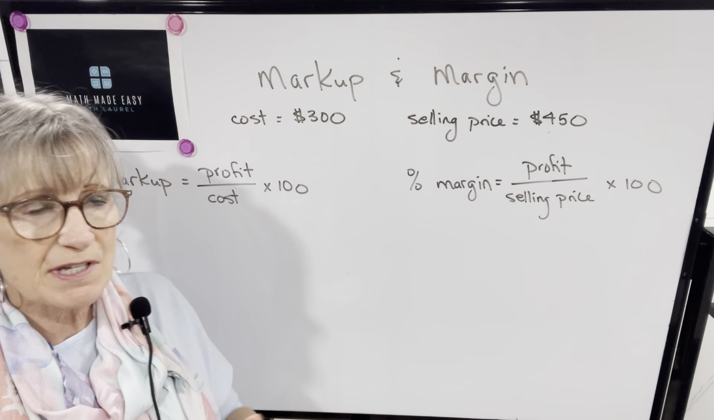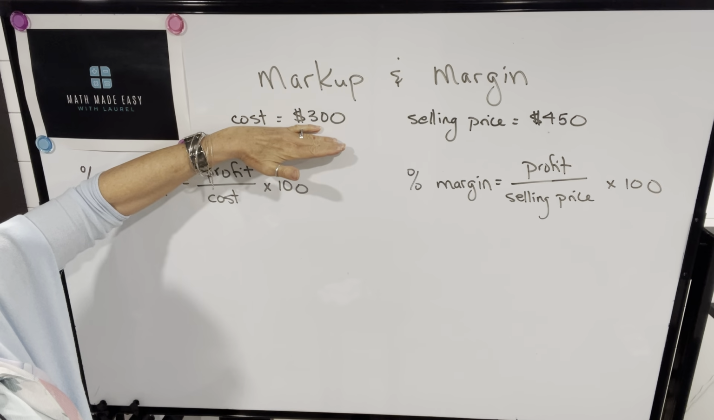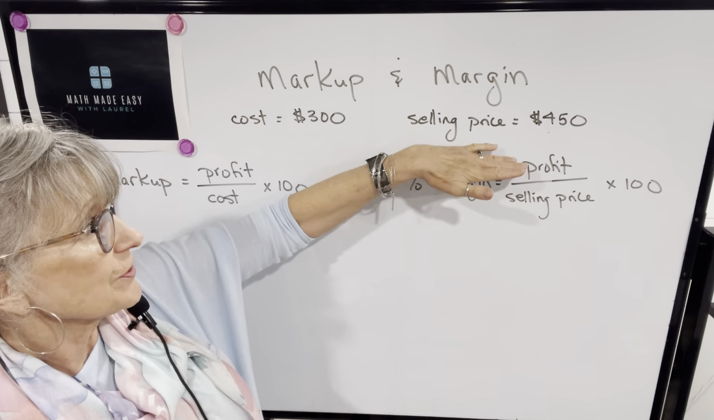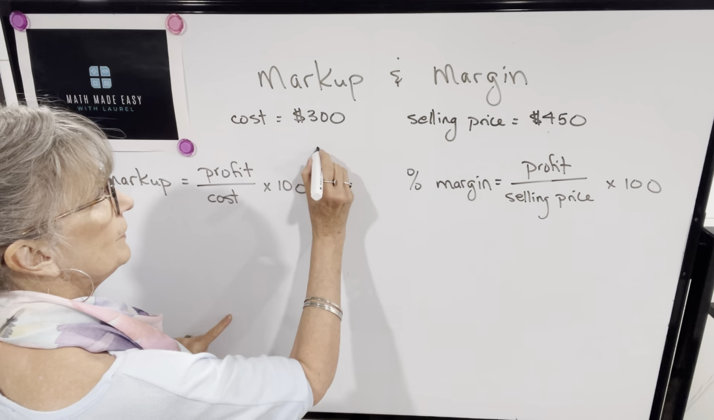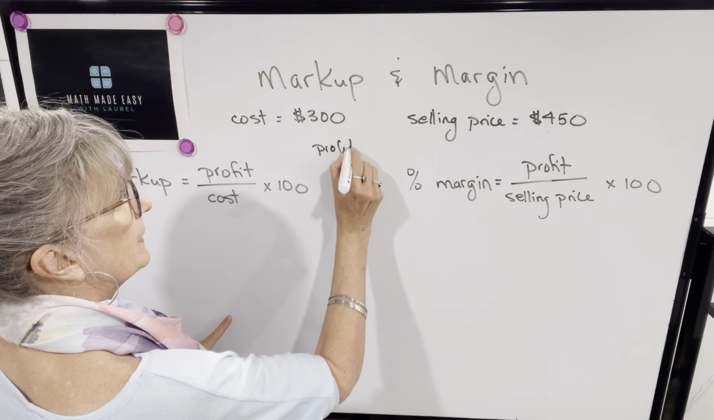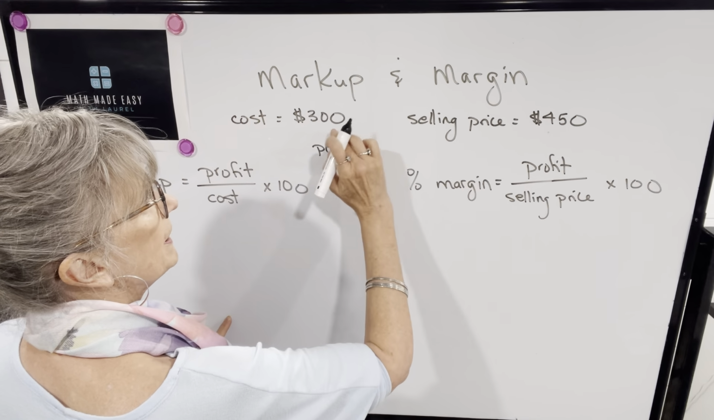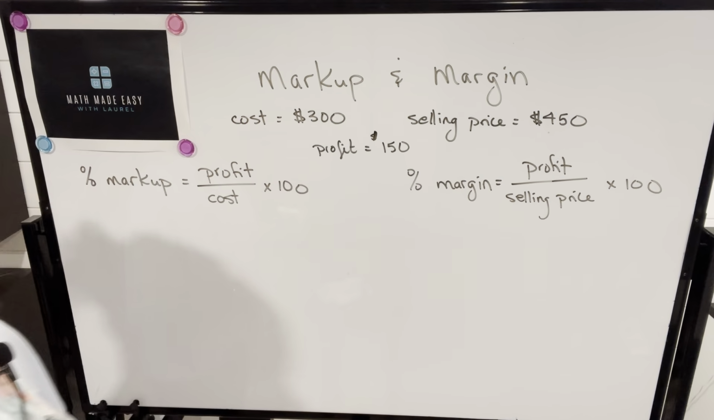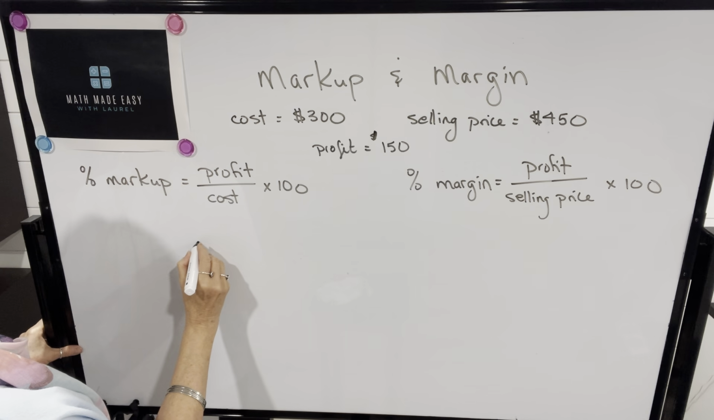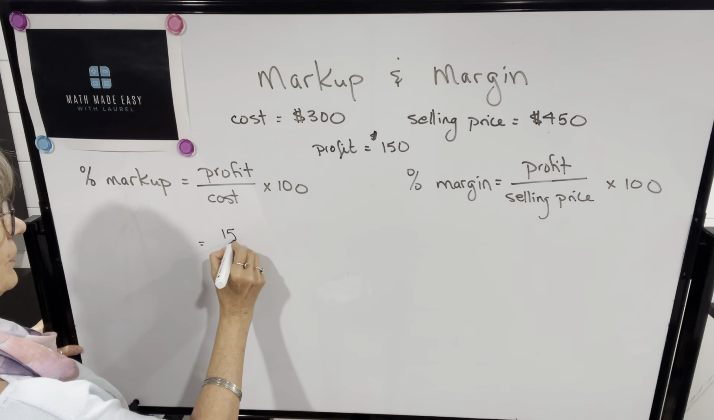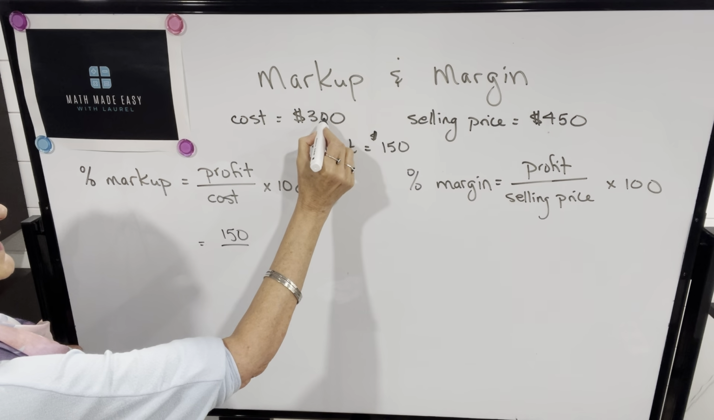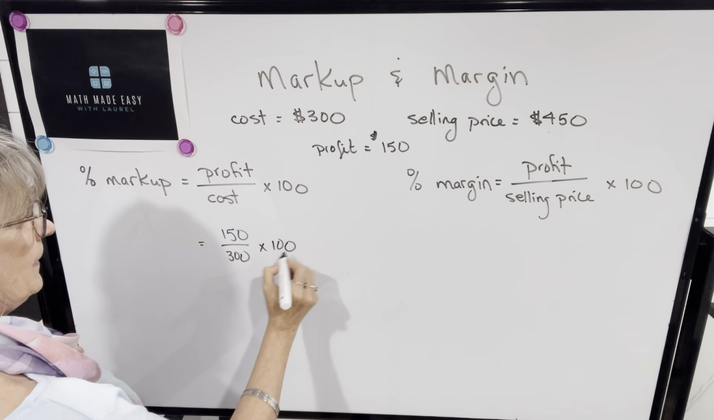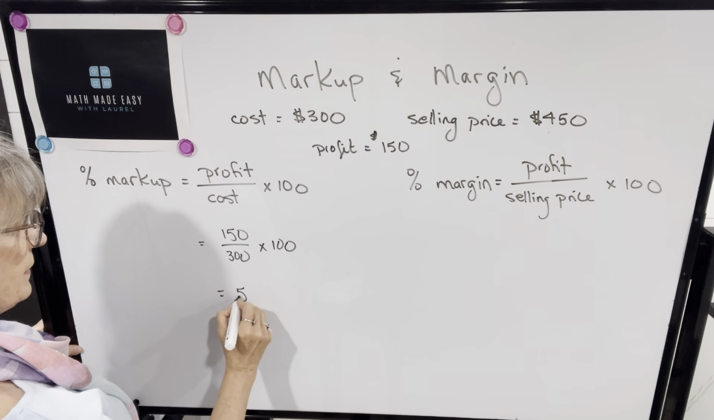So for example, as a business, if we bought an item for $300, that's called our cost, we sold it for $450, that's our selling price. The profit is the difference. So 450 minus 300, which is $150. To calculate percent markup, I would take that profit of $150, find what percent it is of the cost, so divide by the cost and then multiply by 100, and that's going to be 50%.